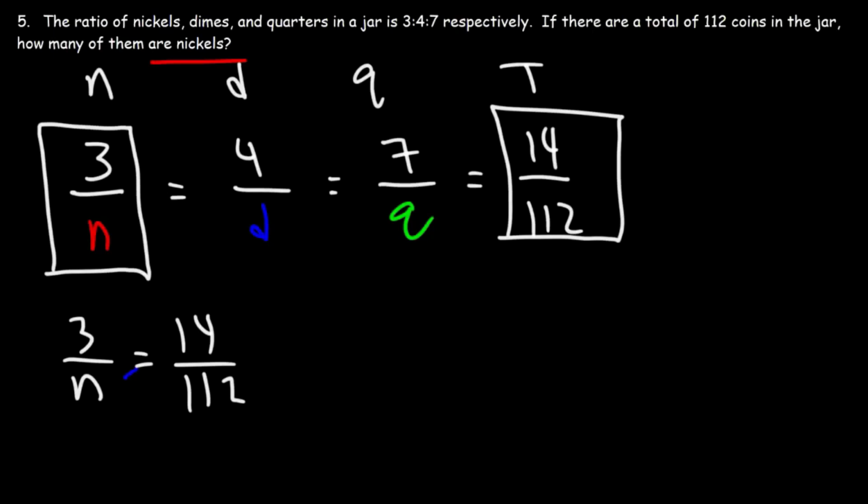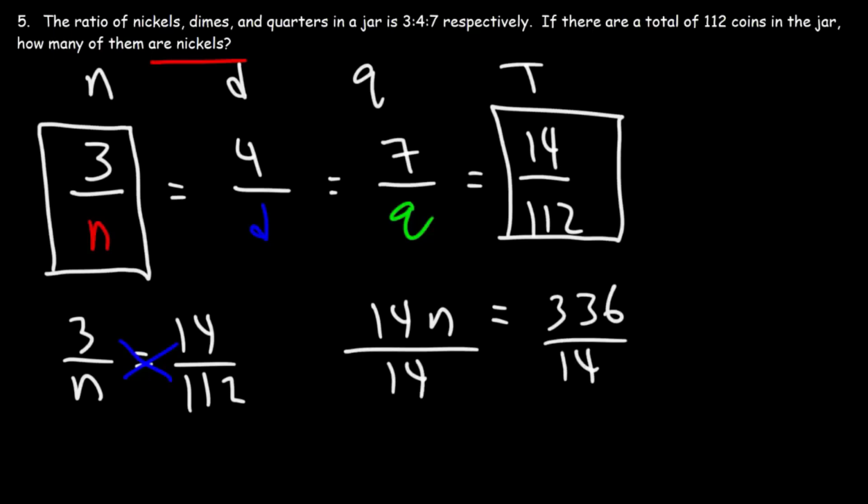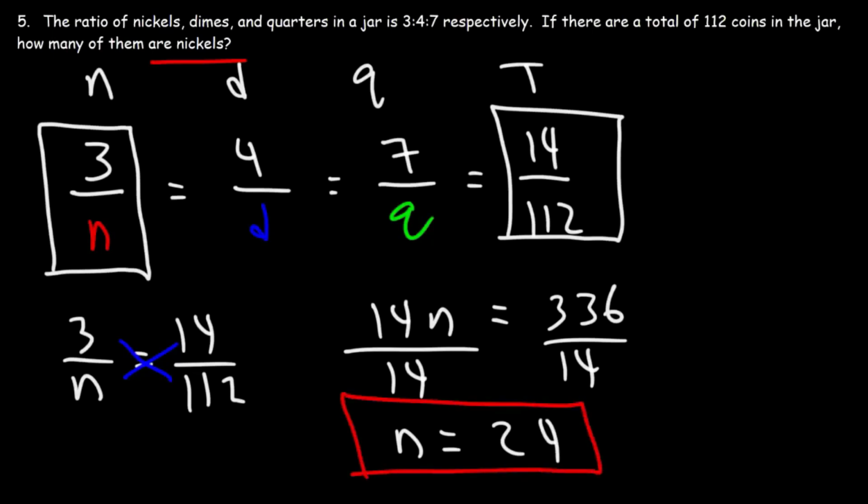So let's cross multiply. This is going to be 14 times N, and that's going to equal 3 times 112. 3 times 112 is 336. Now let's divide both sides by 14. 336 divided by 14 is 24. So there's 24 nickels in this jar. And so that's it for this problem.